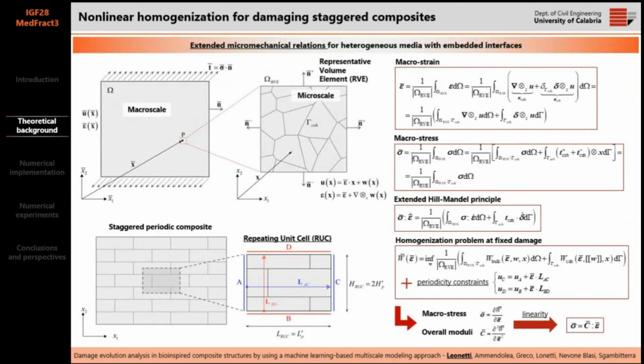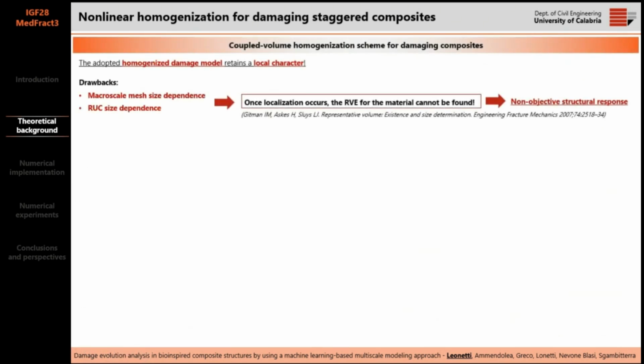In this slide, I want to recall briefly the main extended micromechanical relations which were used in the homogenization steps. These extended relations explicitly account for the elastic contribution of embedded interfaces at the microscopic scale. In particular, due to the brick and mortar arrangement, this material is considered as periodic, so that a repeating unit cell is chosen as a representative volume element for homogenization purposes. It is worth noting that in the present first order homogenization scheme, the homogenized behavior retains a local character, but there is a limitation for softening microstructures. So some kind of regularization is required to ensure objective structural responses.